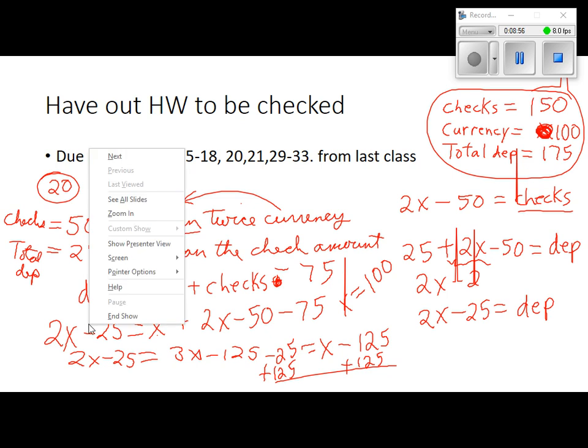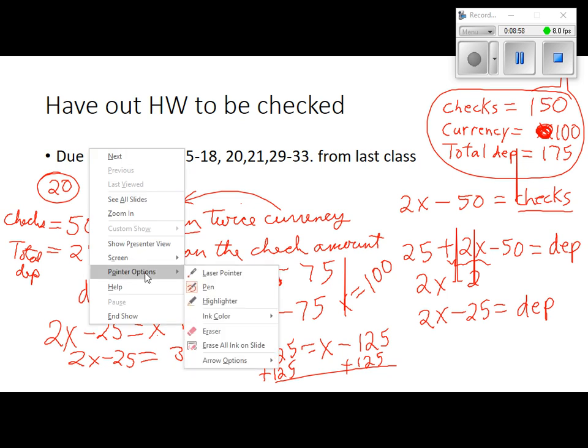Other questions? So the answer is 175. All three of them, they said they wanted all three. How much in checks, how much in currency, how much in the total deposit?